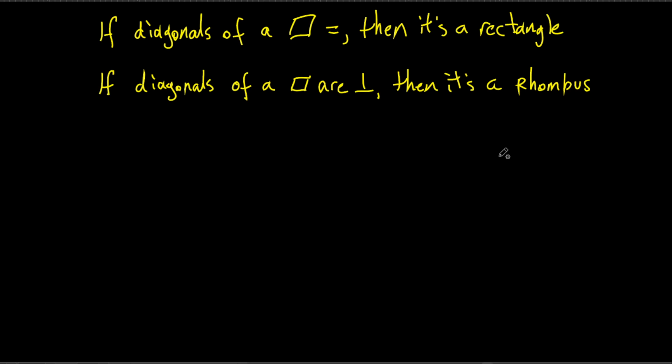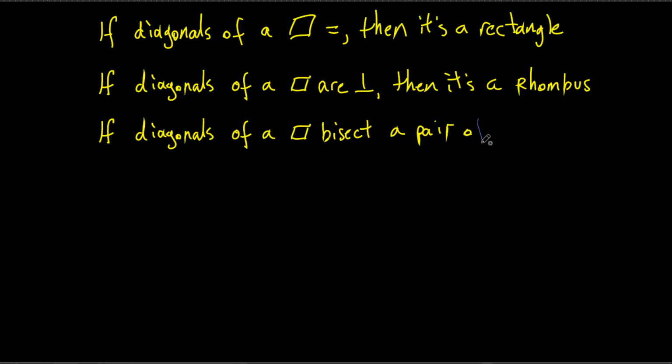Okay? All right, we have another one. If the diagonals of a parallelogram bisect a pair of opposite angles, then what kind of thing is it?